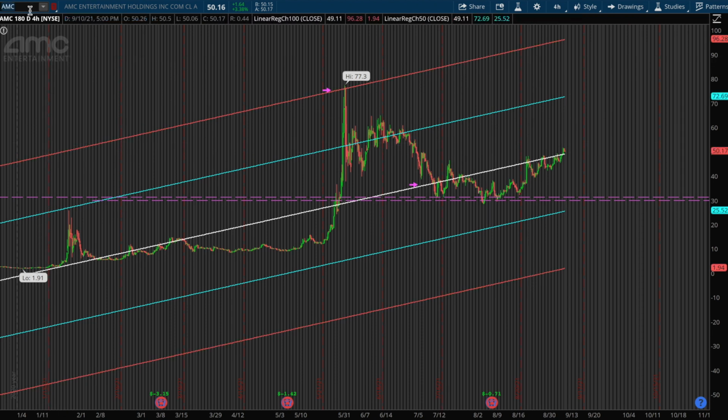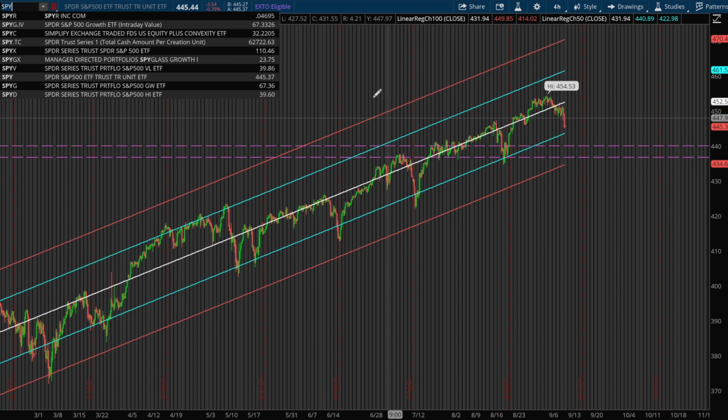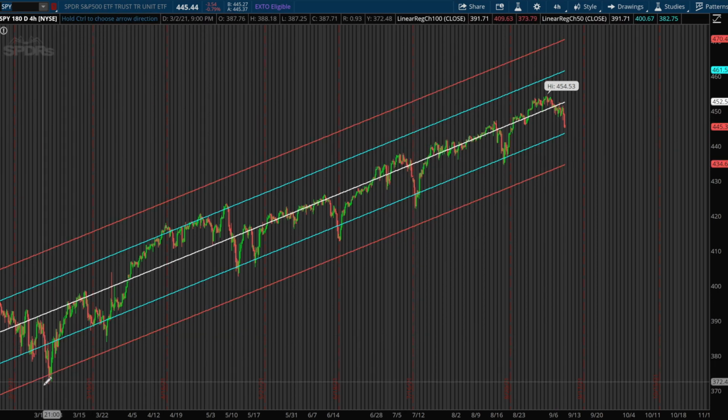So we can apply this indicator to ETFs to also get a general view of the overall market. So here is the SPY. Let me clear my drawings. As you can see, it works very well.